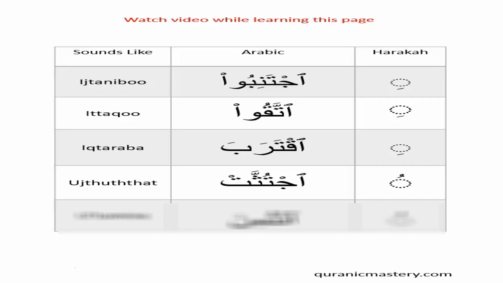So the next step is to do this. The haraka which will be taken here is the kasra. Why? Because 1, 2, 3. That's a fatha, right? Ijtanibu.